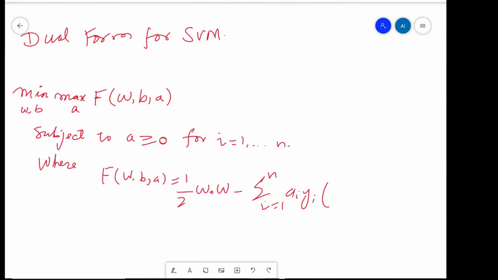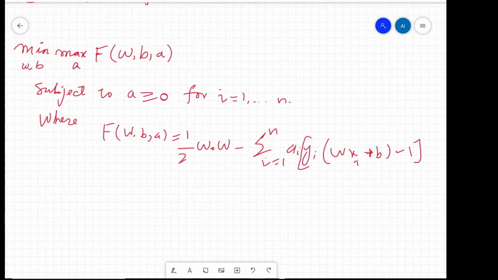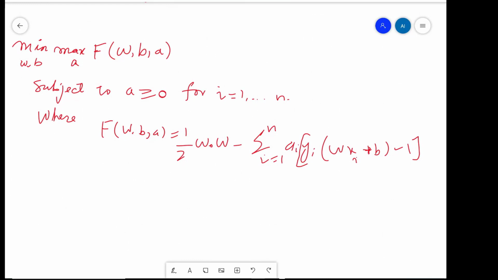So when we write this in a dual form, we write the basic equation of support vector machine, which is 1 by 2 W square, and then we add the other equation. For example, here alpha i into y i into (W x i plus b minus 1). If you want to understand this equation, then you need to watch my other video about support vector machine, where I clearly demonstrate this function. I will elaborate a little bit here.